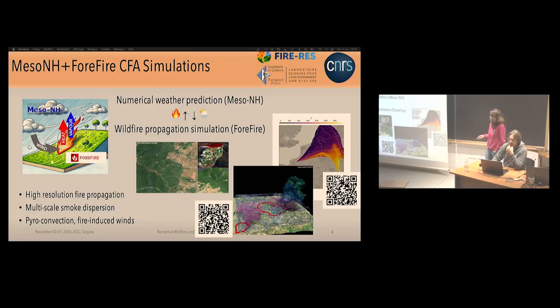So a little bit of context again. This is not the first presentation today talking about MesoNH and ForeFire, but a little bit of repetition. We have a double feedback. That means that the wildfire spread code exchanges vapor and heat fluxes with the atmospheric code, and then the atmospheric code is giving back surface winds to the spread code. In this way, we can model at the same time very high resolution wildfire spread and large scale dispersion of the wildfire plume.